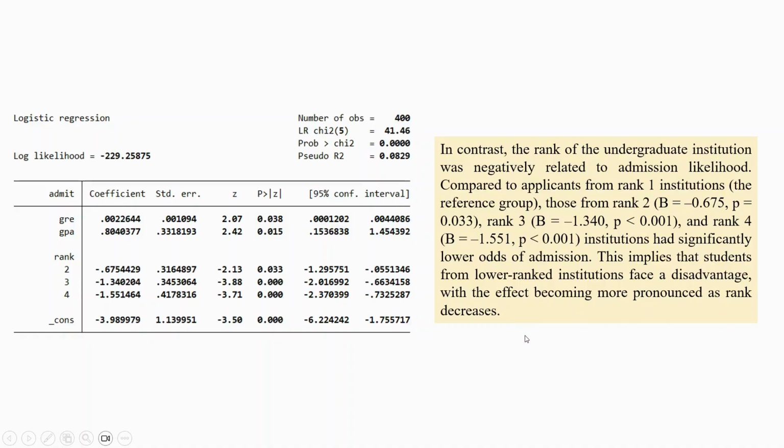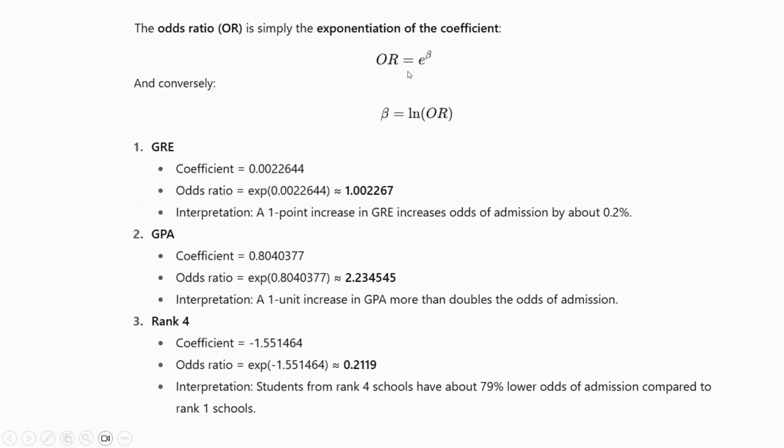Now this coefficient, we want to convert it into the odds ratio. How can we do it? See, odds ratio is equal to e raised to beta. So beta is equal to ln odds ratio. This we had seen previously also. Coefficient is 0.002. Just insert the beta value in e raised to beta and I will get 1.0022. Similarly, e raised to 0.804, I will get the value 2.23. And when it is minus 1.55, I will get the value 0.2119.